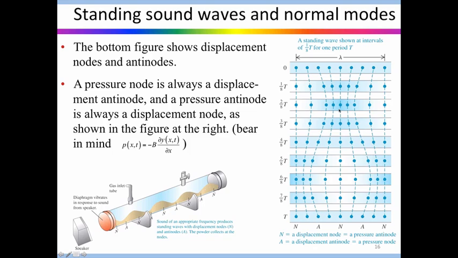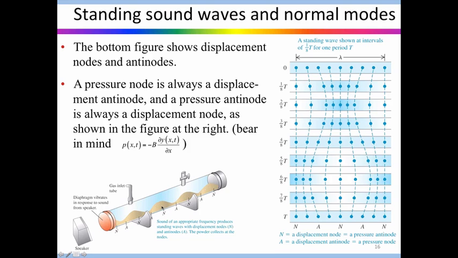So now you have high pressure at this displacement node, and later the particles are moving away, so you have low pressure at the displacement node. In fact, the pressure variation is the largest at this displacement node. The same thing happens on the other side, at the neighboring displacement node, and at this other displacement node. All we have to keep in mind is that the pressure node is always a displacement antinode.